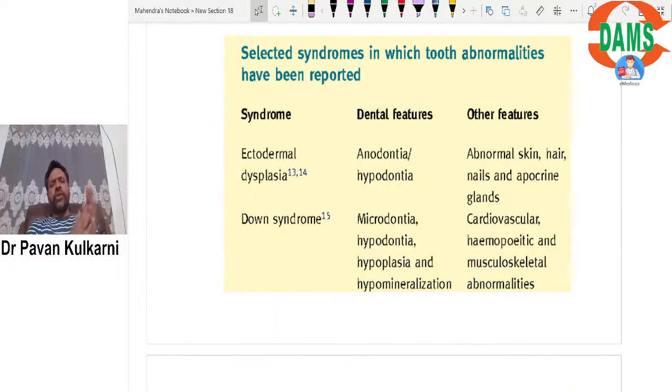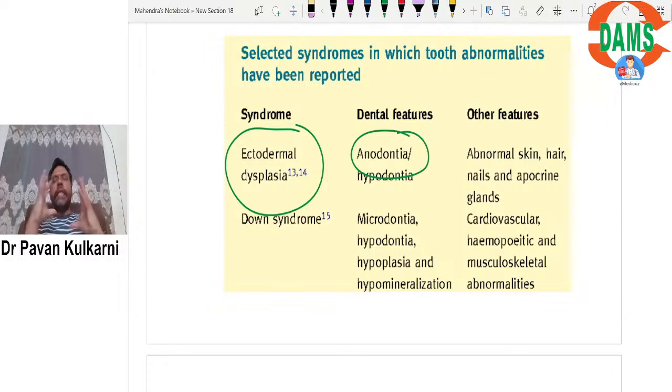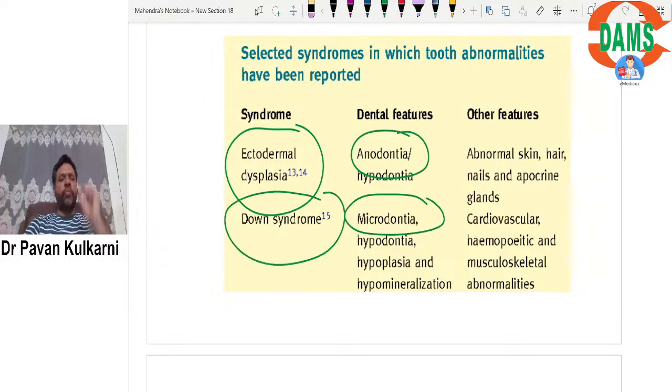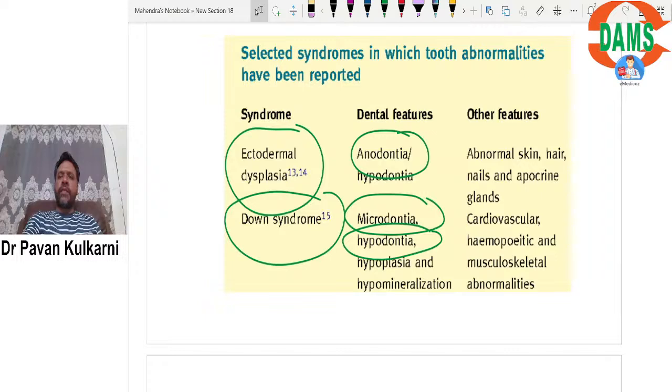There are certain syndromes all of us know which are associated with tooth abnormalities. I'm not going into details of this. Some which I'm going to highlight here: ectodermal dysplasia is associated with anodontia. Typically in ectodermal dysplasia patients, they will have very few teeth. In Down syndrome patients, you will see microdontia, smaller teeth. They will also have hypodontia, fewer teeth. Instead of 32, they'll have very few teeth. Some 15, 16 teeth will be there, and whichever teeth are there, they will be smaller in size. That is what you have to remember in case of Down syndrome.